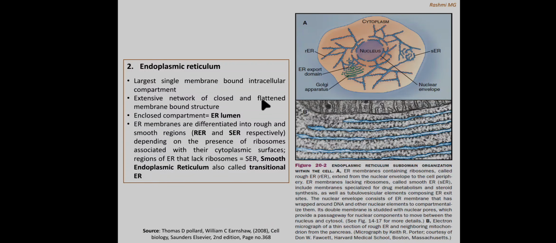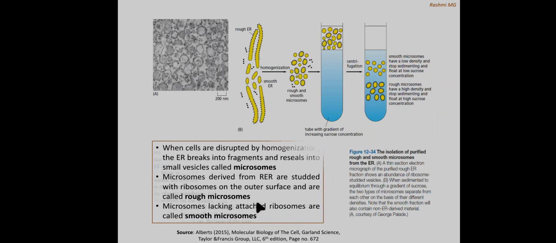The endoplasmic reticulum is the largest single membrane-bound intracellular compartment, and it is an extensive network of closed and flattened structures. The enclosed compartment is known as the lumen, and based on the presence of ribosomes, it is classified into rough endoplasmic reticulum and smooth endoplasmic reticulum. Rough endoplasmic reticulum is associated with protein synthesis. Smooth endoplasmic reticulum is associated with lipid synthesis, and it is known as the transitional endoplasmic reticulum.